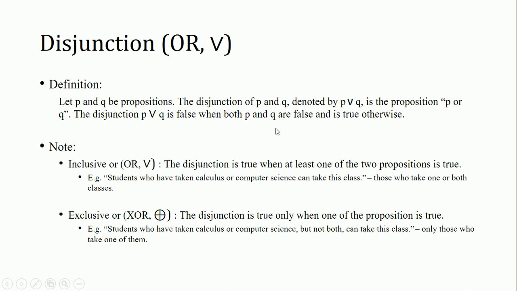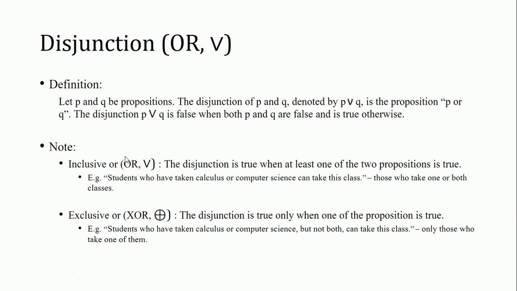So, napansin nyo, kung i-compare natin yan kay conjunction, si conjunction magiging true lang siya pag lahat sila true. Dito sa disjunction na or, magiging false lang siya pag lahat sila false. Take note na ang ginagamit natin sa definition natin na to ay yung inclusive disjunction.